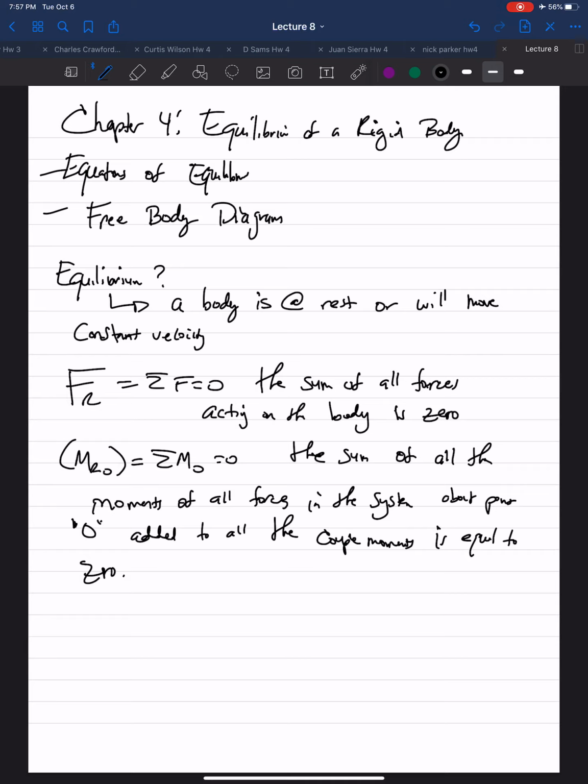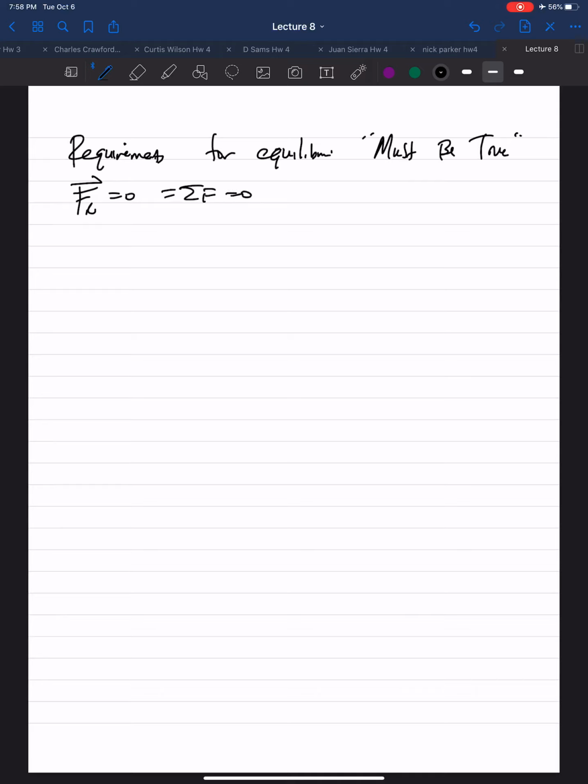These are requirements. Let me make that clear. Next page. It's just requirements for equilibrium. Which means this must be true if you have equilibrium. Must be true. So once again, sum of all your forces equal to zero, and the resultant moment, sum of all your moments in the system is equal to zero.